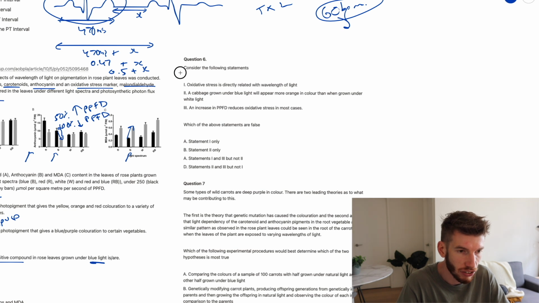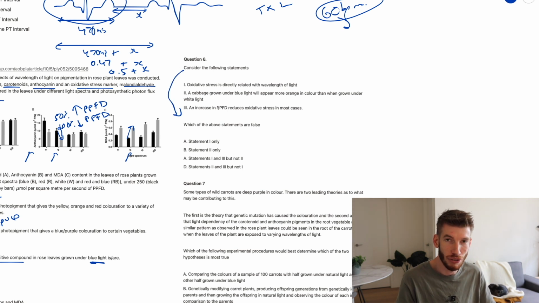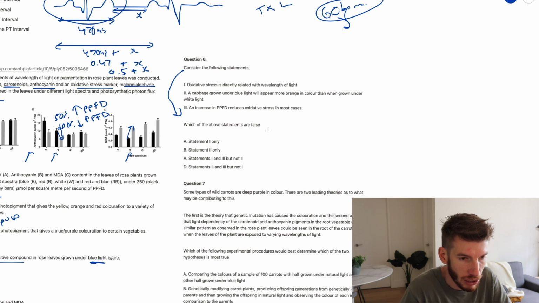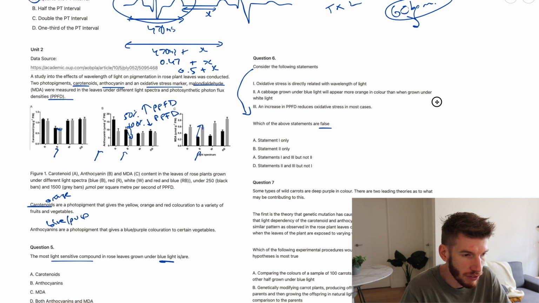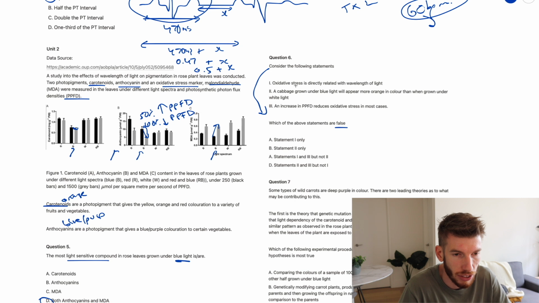So whenever you get these, just skip over the statements, look to whether they're asking you for false or true statements or something else. And now we know we're looking for false statements, and we just reason with each of them, and then we'll have our answer. So oxidative stress is directly related with wavelength of light.